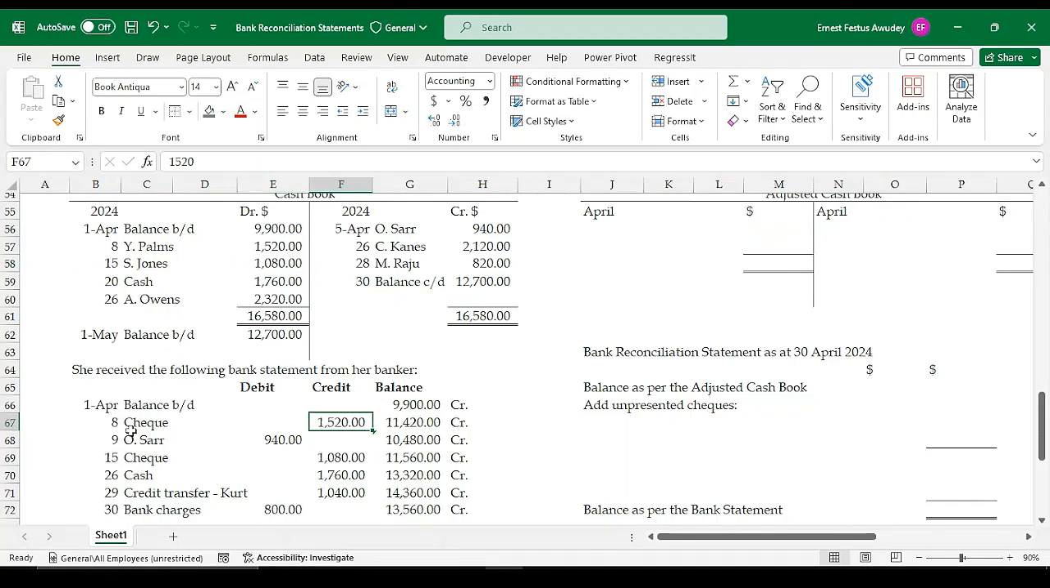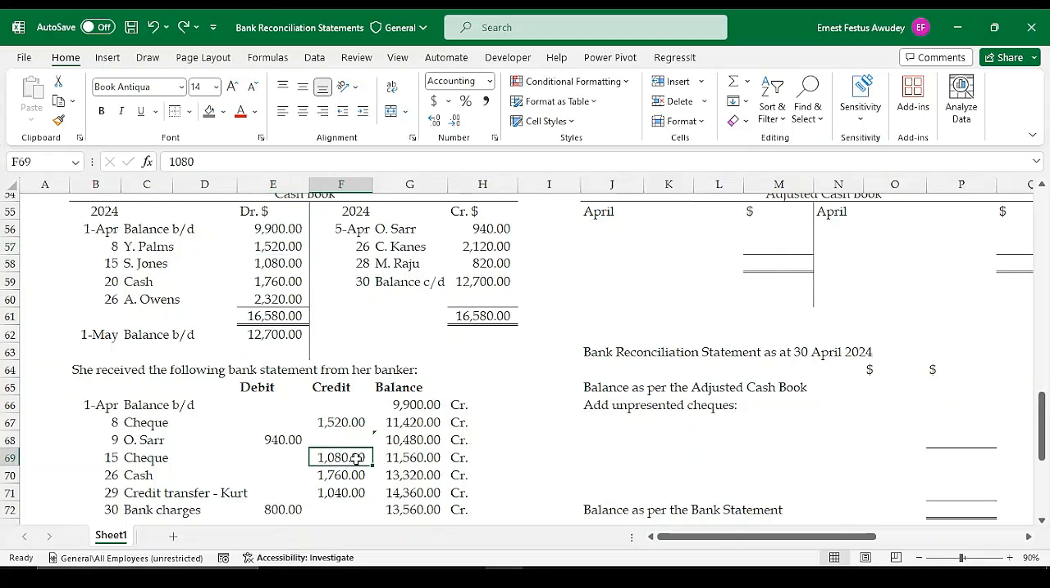The first item here is a check received. I said received because this is the credit side. So everything here is a receipt. So we have received a check of 1520. And from our cash book, we are getting to understand that the check is actually from Y, pounds 1520. Therefore, this has correctly been entered in the cash book. Therefore, there is no problem with that.